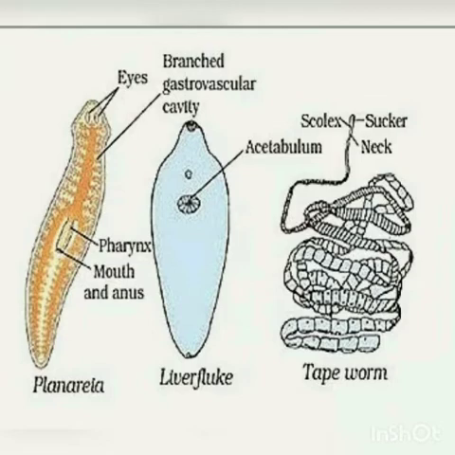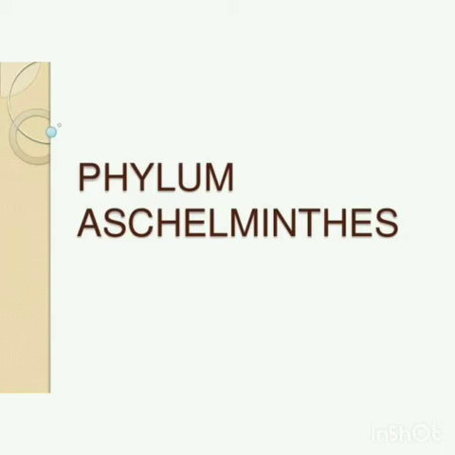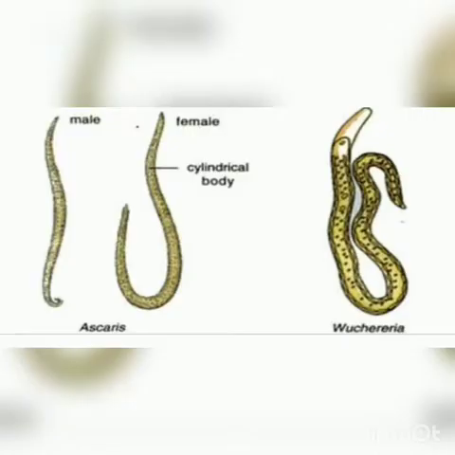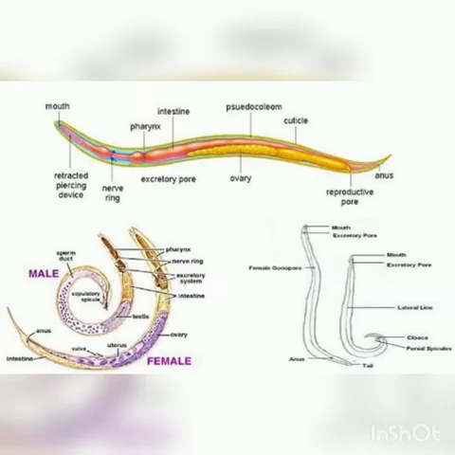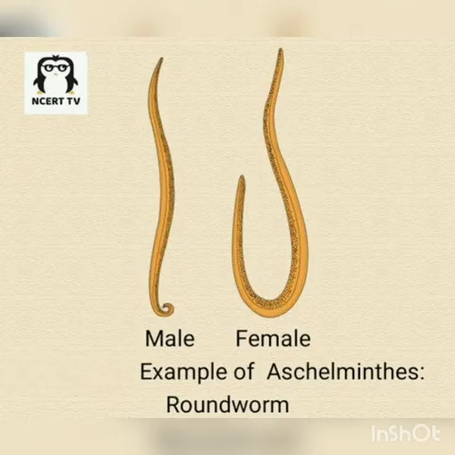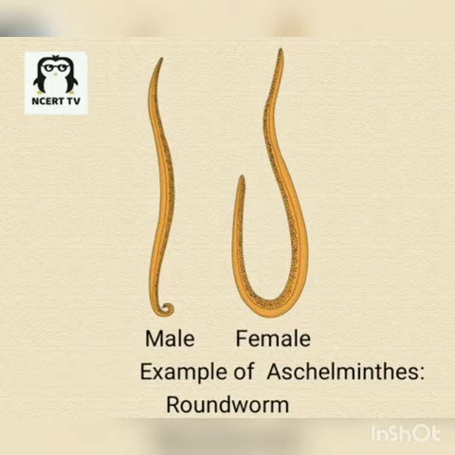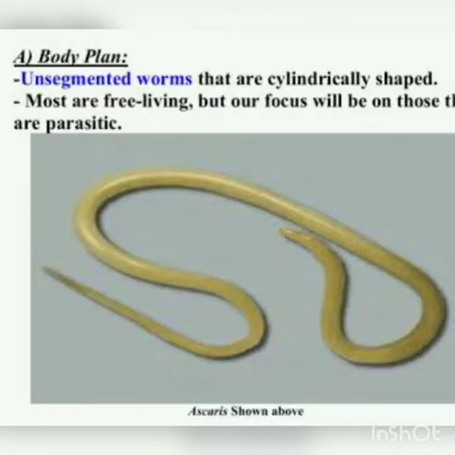Next one, phylum Aschelminthes. Aschelminthes means roundworm. So since the body is round, it is a roundworm. The body is unsegmented and it is covered by a tough membrane called cuticle. Excretory system consists of renette glands. Sexes are separate and then development may be direct or indirect. Some may be oviparous and some may be ovoviviparous.